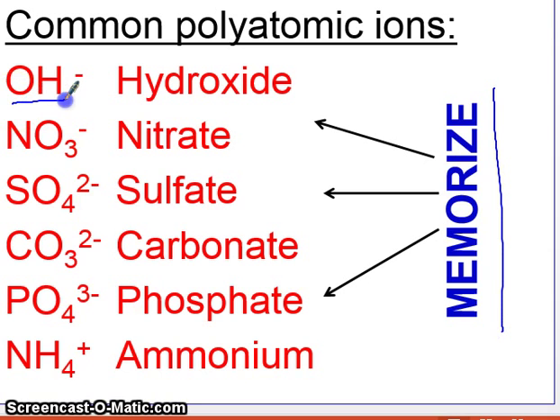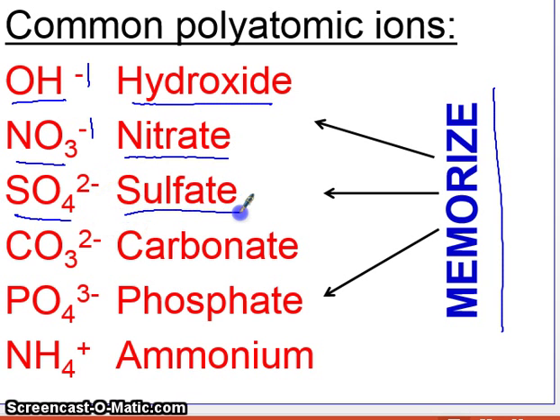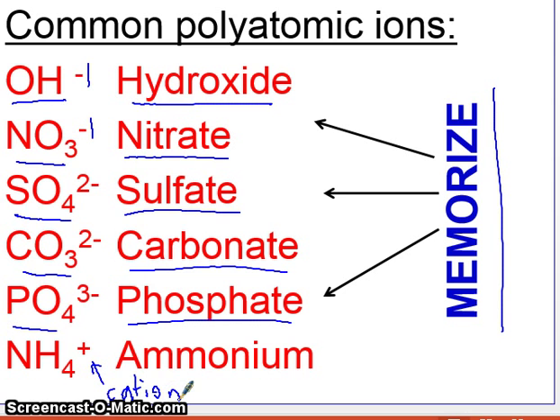The first one, OH, with a -1 charge, is called hydroxide. The second one, NO3, with a -1 charge, is called nitrate. SO4, with a -2 now, is called sulfate. CO3, with a -2, carbonate. PO4, -3, phosphate. And the last one has a strange name. It's NH4 with a plus. This is the only one that's a cation. The rest of these are actually anions. They're negative. This is the only one that's positive. And this one has a strange name, ammonium.